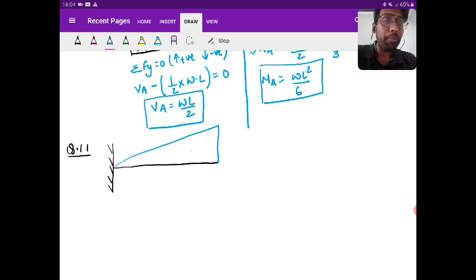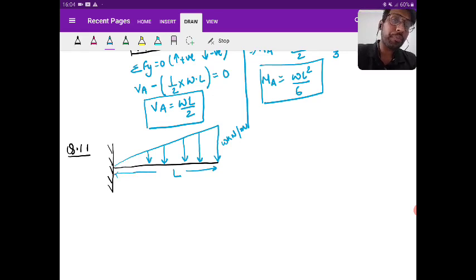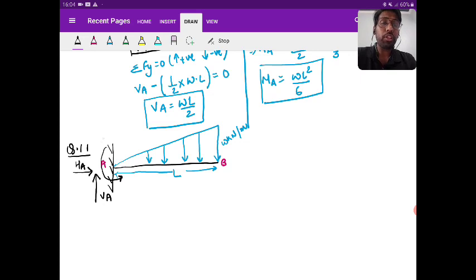There is a cantilever beam where the UVL is acting such that the maximum intensity is at the free end. The length is L. Label the beam AB, A at the fixed end, B at the free end. Right. So we need to find the support reactions. Let us say upward VA, horizontal HA, and moment MA. Come on, find the support reactions fast.